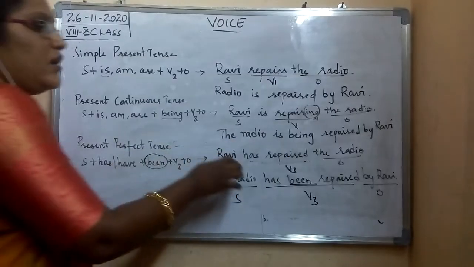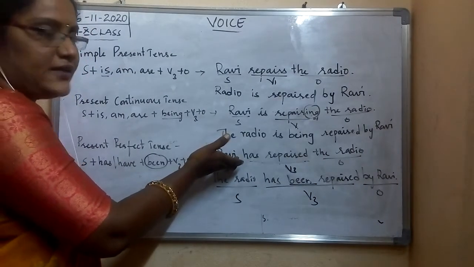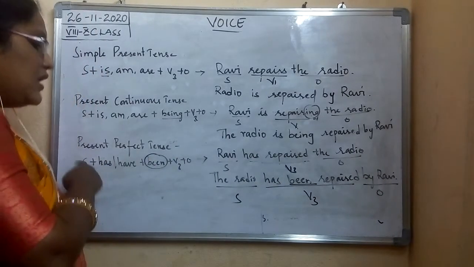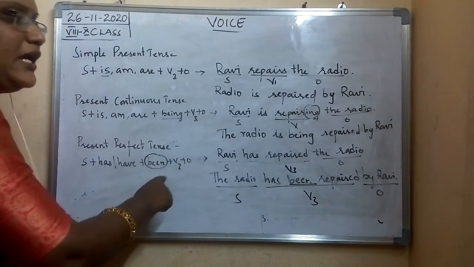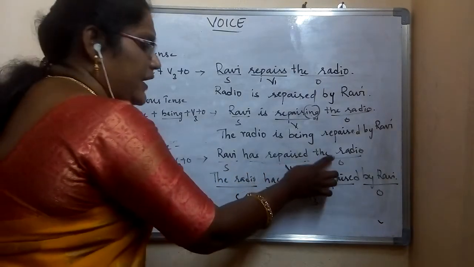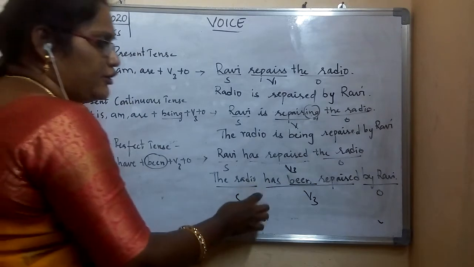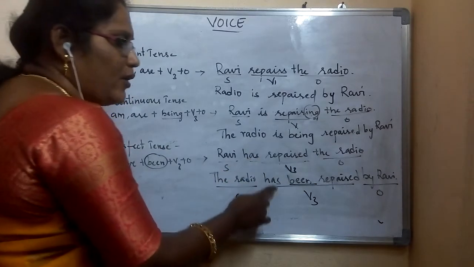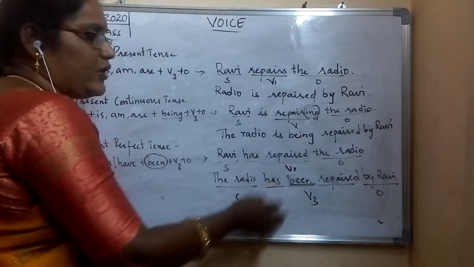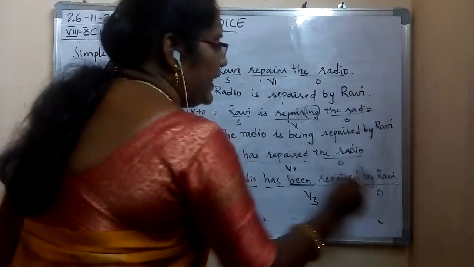Okay. Now Ravi has repaired the radio. So this sentence is in present perfect tense. Present perfect tense we have to change into passive voice. So what is the structure? Subject plus has or have plus been plus V3 plus object. Okay. So Ravi has repaired the radio. Now again object is what? The radio. The radio has as it is. In between these two extra what is added here? Been. Okay. According to the structure, the radio has been repaired by Ravi.